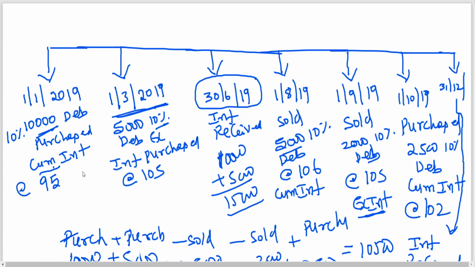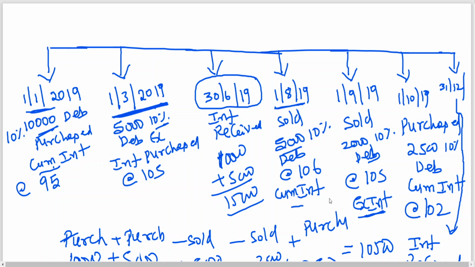When do you need to calculate interest? From the date of purchase to the date of last payment. Now in this case, date of purchase 1st January, date of last payment 31st December. So no need to calculate interest, be it cum interest or ex interest. But in this case, date of purchase 1st March, date of last payment 31st December, 2 months accrued interest. In this case, sold 1st August, date of last interest 30th June, date of sale 1st August. So 30th June to 1st August, 1 month interest is to be calculated.